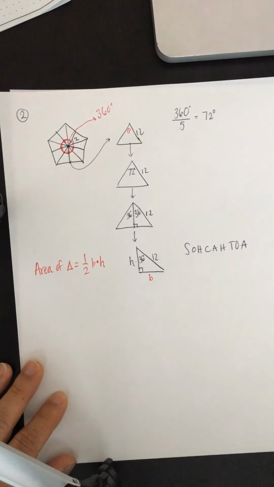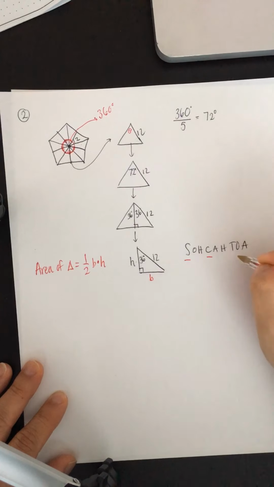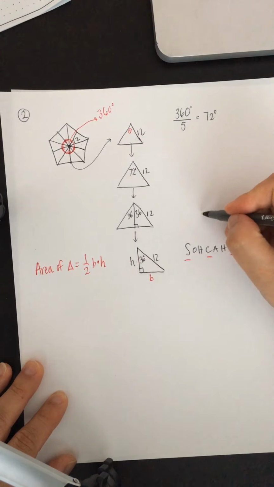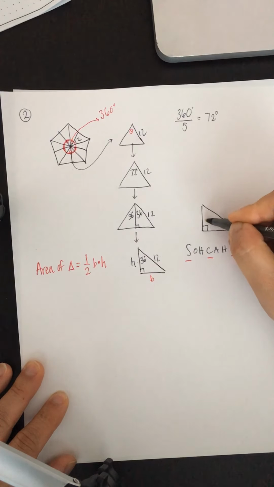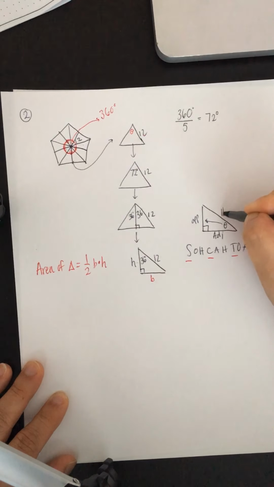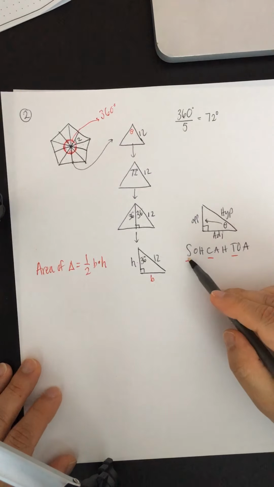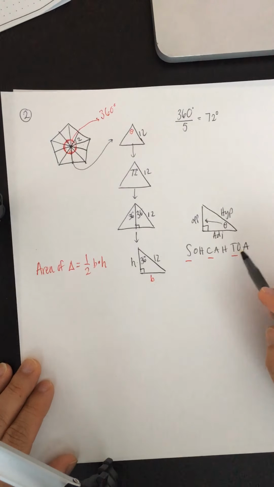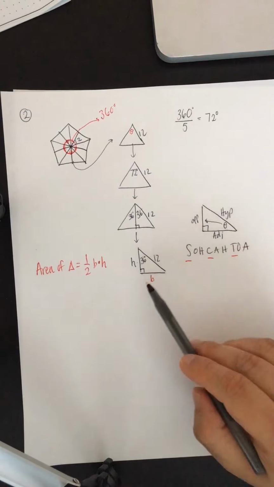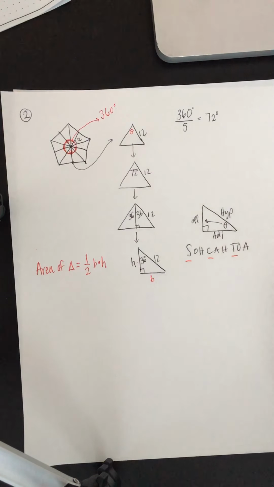SOHCAHTOA. We want to look at these letters here, because they stand for sine, cosine, and tangent. I just want to draw this again for us. What is SOHCAHTOA? It stands for opposite, adjacent, and hypotenuse. That's what each of these letters mean. Sine: opposite over hypotenuse. Cosine: adjacent over hypotenuse. Tangent: opposite over adjacent. Based off of what's given to us, we're going to use one of these ratios.